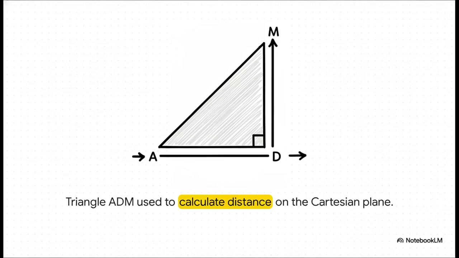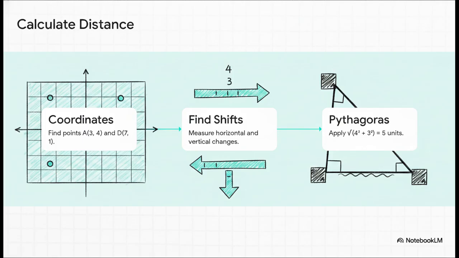If we have a slanted line connecting 2 points, let's call them A and M, we can draw a horizontal line out from A and a vertical line down from M. Where they meet, they form a perfect right-angled triangle. And since we have a right-angled triangle, we can unleash the Baudhayana Pythagoras theorem from Class 8 to solve for that slanted distance. Let's break this down into 3 logical steps.